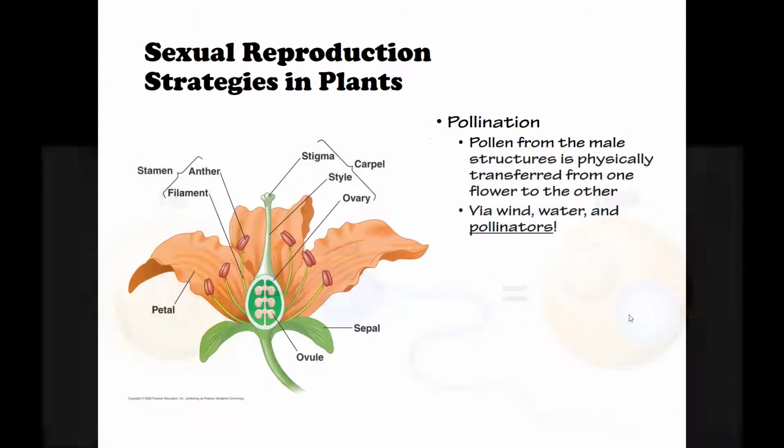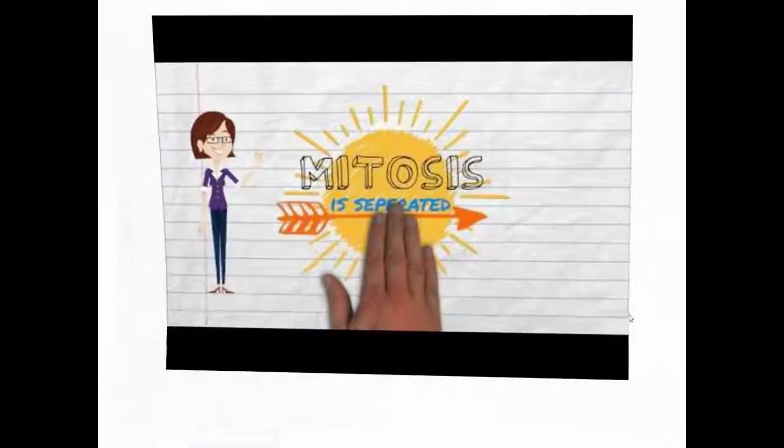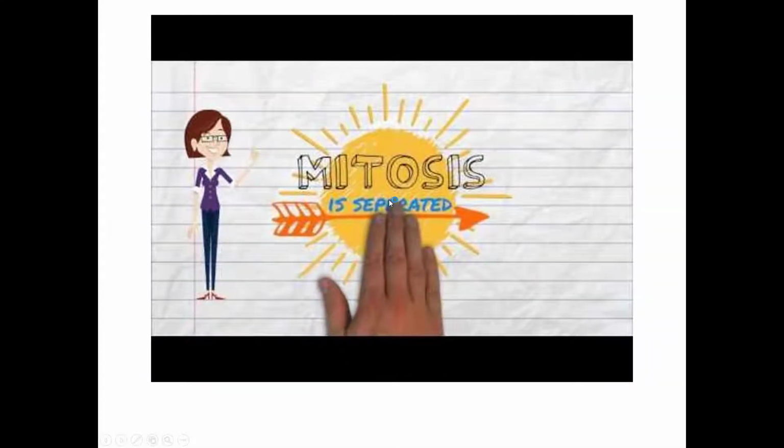Pollination is done in plants. Pollen from the male structures is physically transferred from one flower to the other. There are a lot of strategies in order to accomplish this feat. Wind, water, and pollinators are just a few of these ways. Let's take a moment to look further into mitosis.